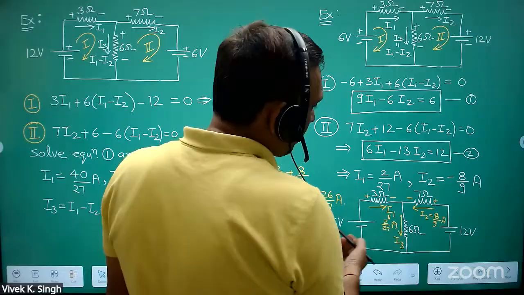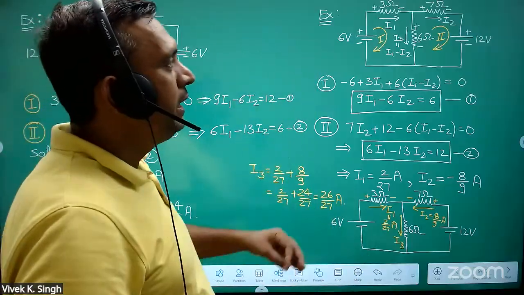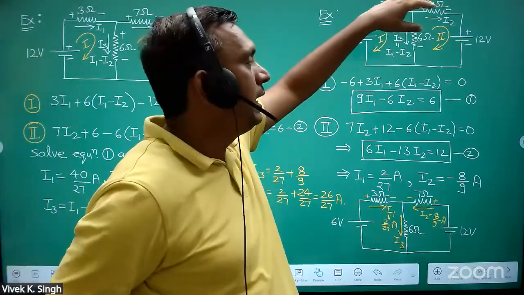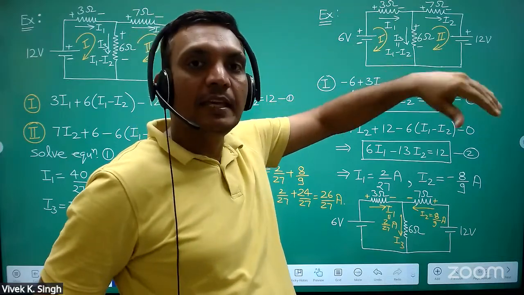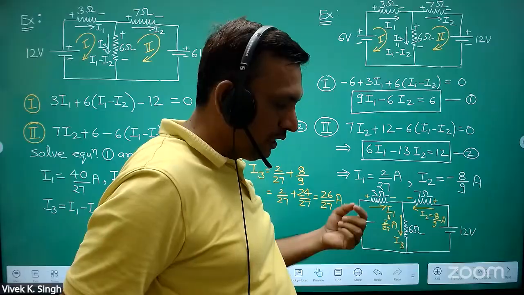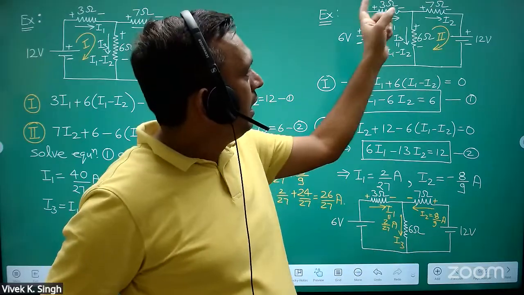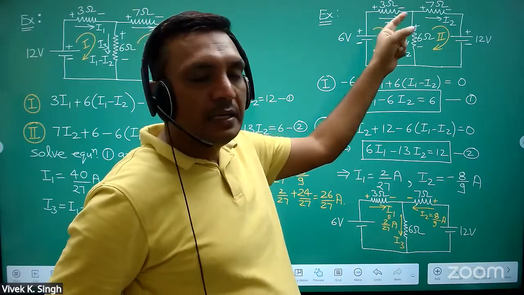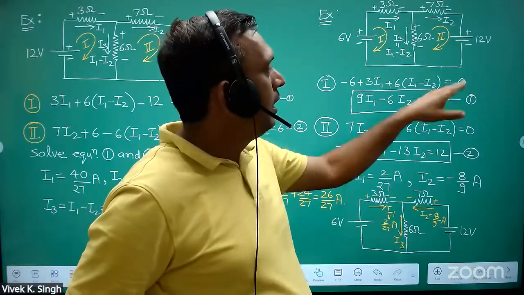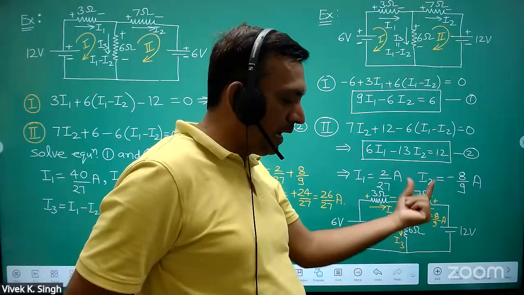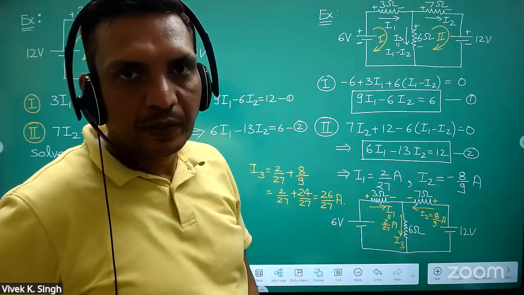Is it clear? So it means initially you can assume any direction of current and then apply KVL, solve for I1 and I2. If answer is positive, actual direction is in the assumed direction. But if answer is negative, actual direction is opposite to the assumed direction, but magnitude will remain same. Clear?